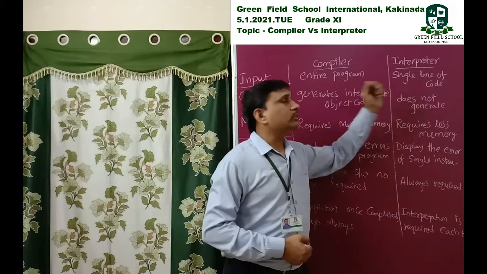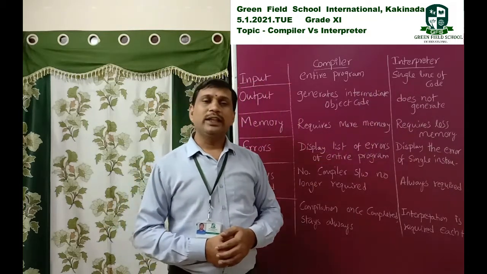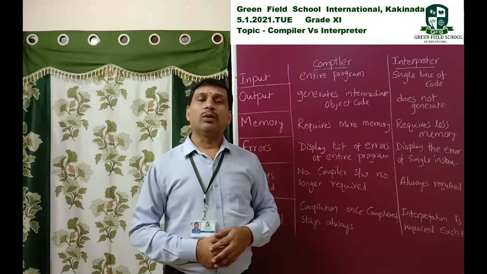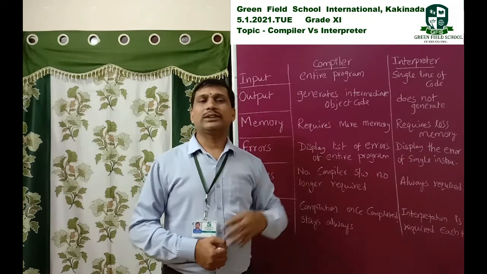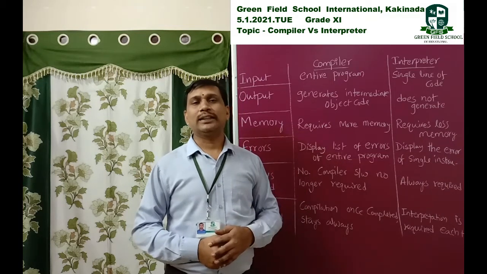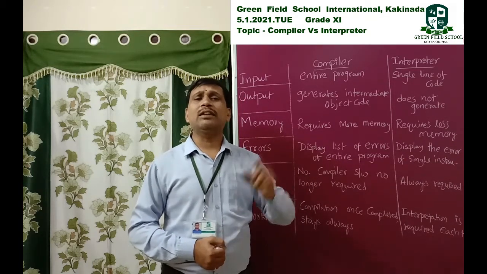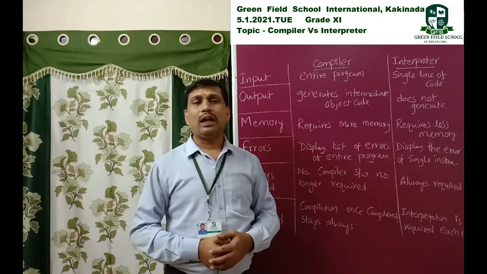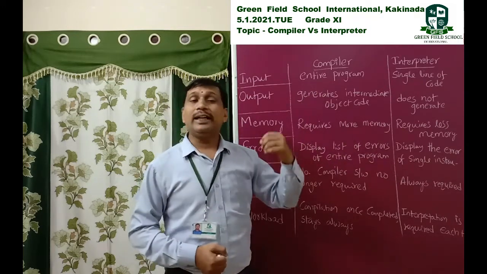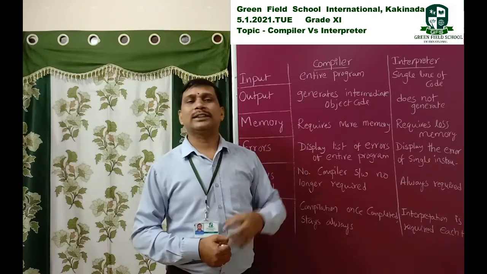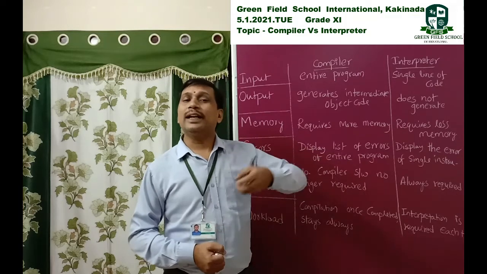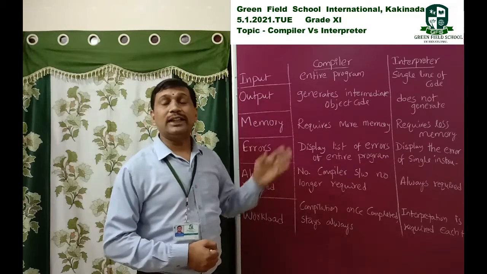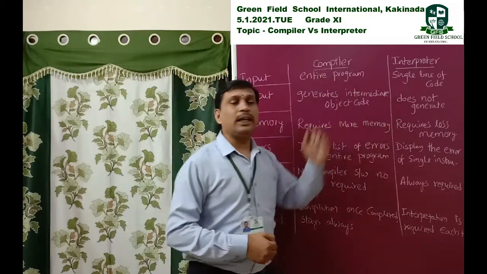But when it comes to the interpretation process, it takes at a time a single line of code, or one for loop instruction, or one if instruction, like that. So it takes one section of code or a single line of code and converts it into object code. But the compiler takes the entire program, all the instructions, the entire file, as a single input. That is the difference between compiler and interpreter.